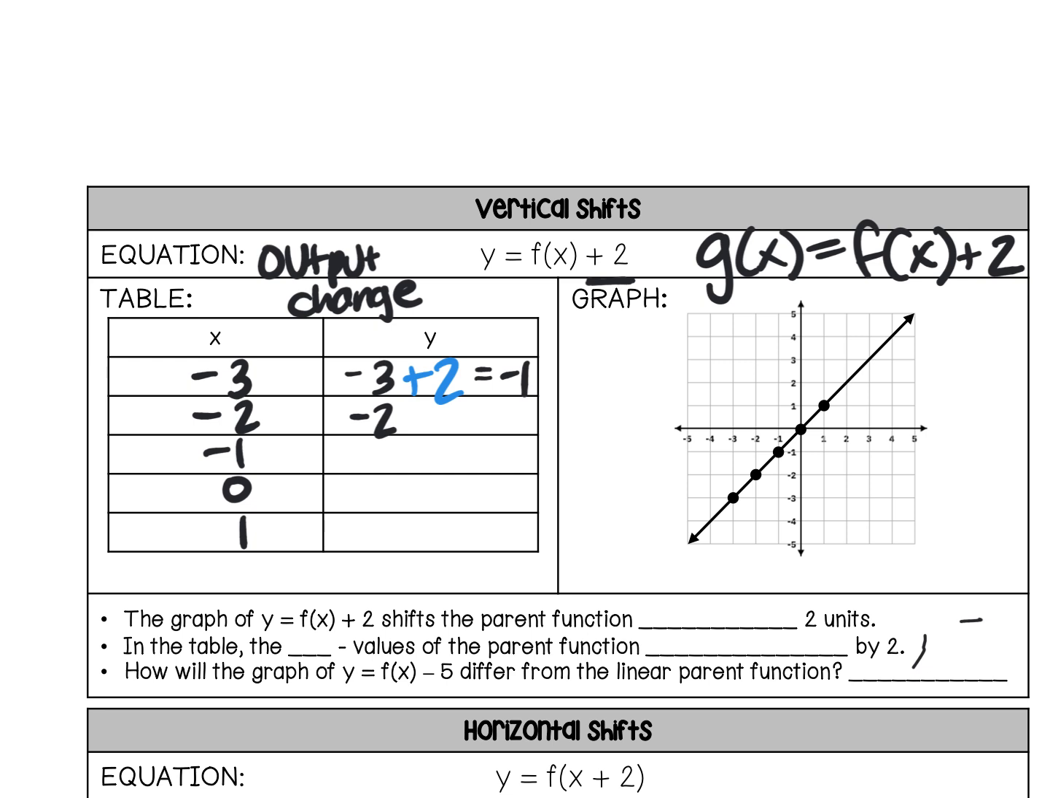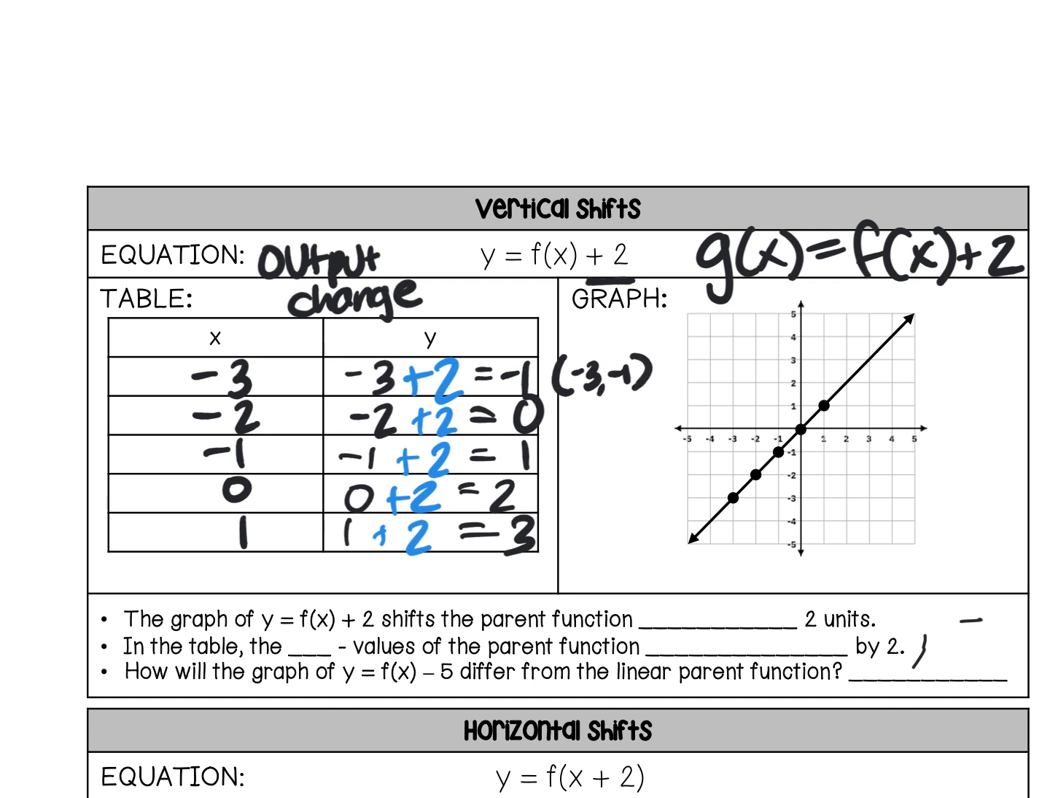-2, we go ahead and add 2 to our output. What is our new output? 0. Our old output was -1. We added 2. What is our new output? 1. Our old output was 0. We added 2. What is our new output? Our old output was 1. We add 2. 3. So now we have new ordered pairs.